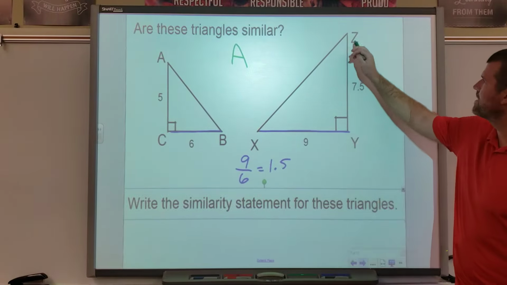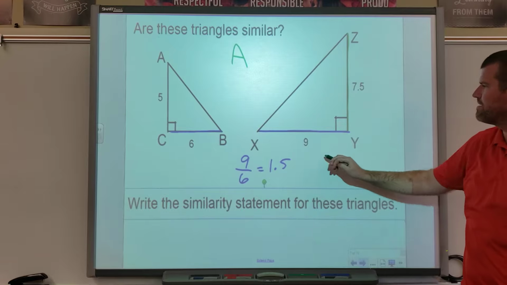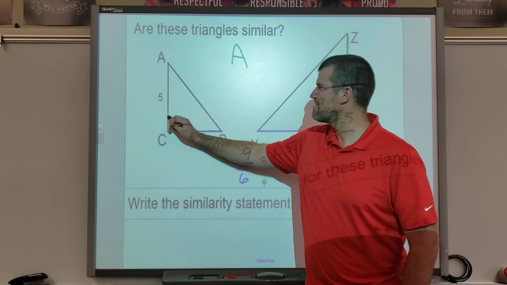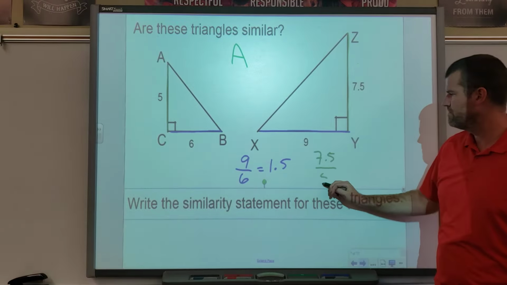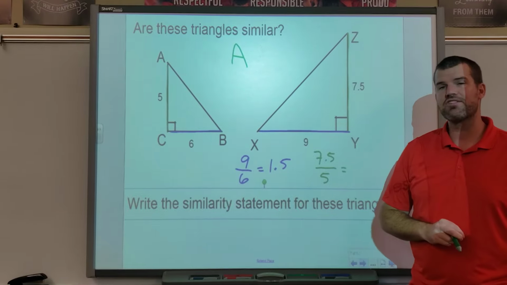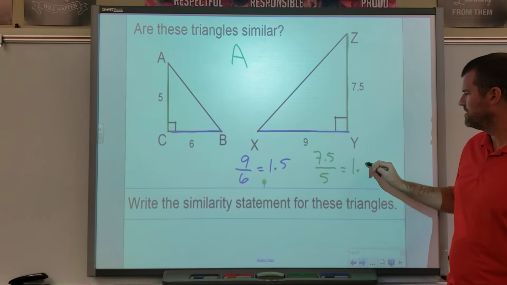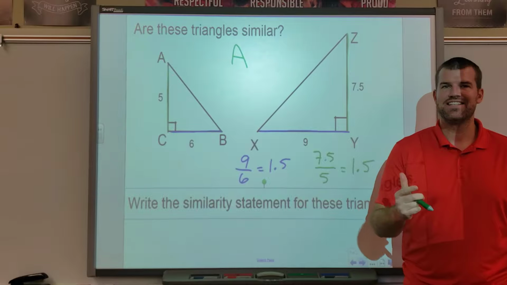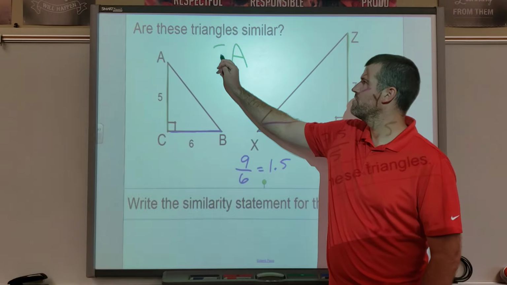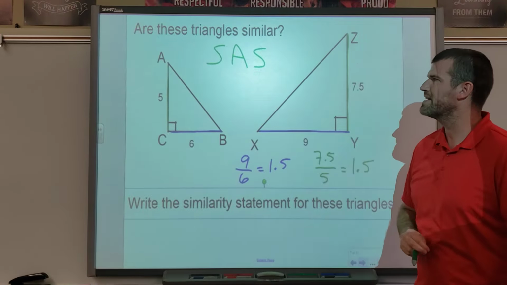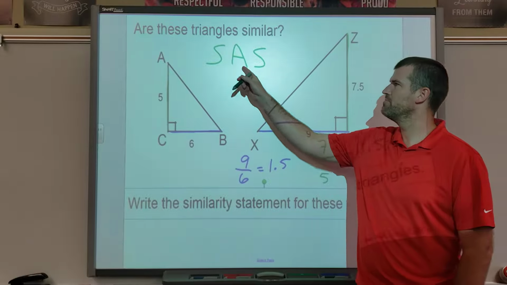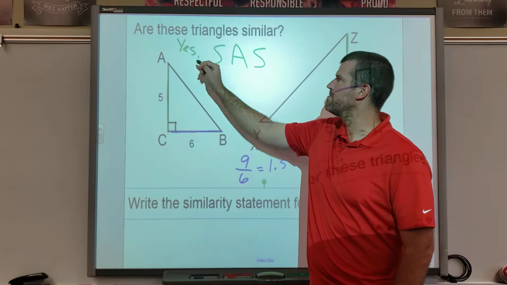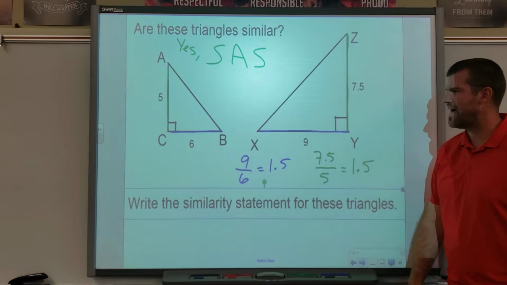And then I'm going to do the same thing. I'm going to take my new length here of 7.5, divide it by my original side length of 5. And if I divide those, I get 1.5. So are they the same scale factor? Yes, which means we can use those sides as part of our reason. We knew the angle in between was congruent. So yes, these triangles are similar by side, angle, side.